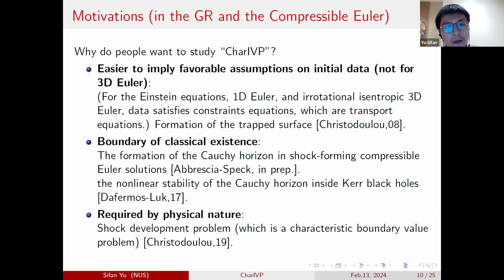So the issue of the boundary of classical existence also exists in relativity. So if you only want to consider the data in the interior region, you might as well consider the characteristic initial value problem. Okay, so that's the second point of the motivation.